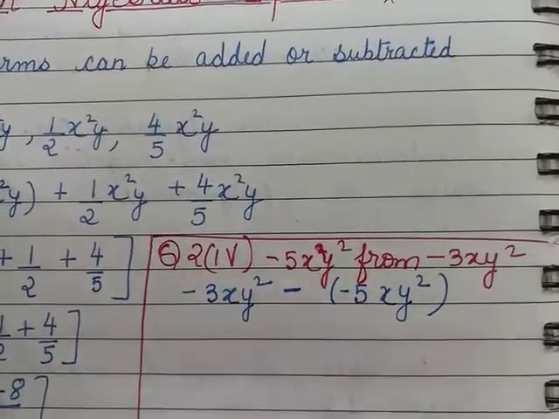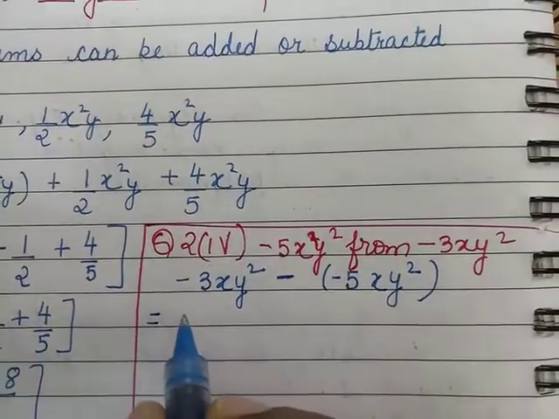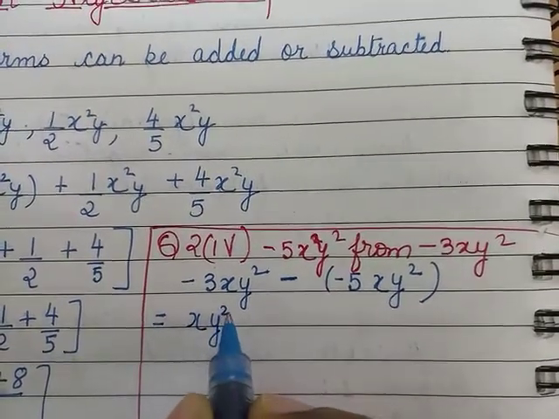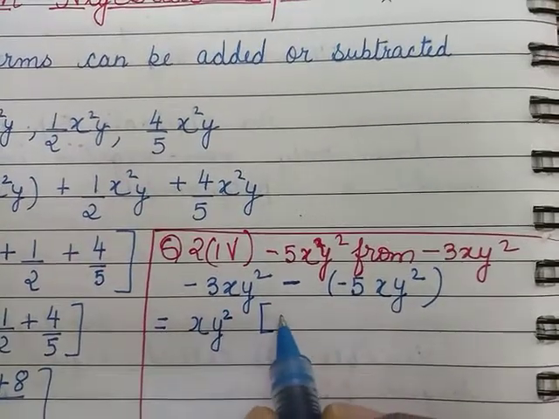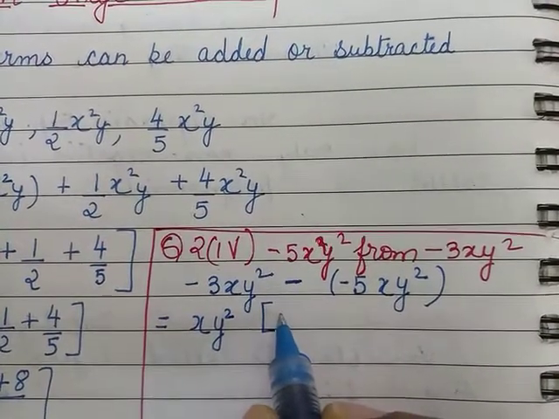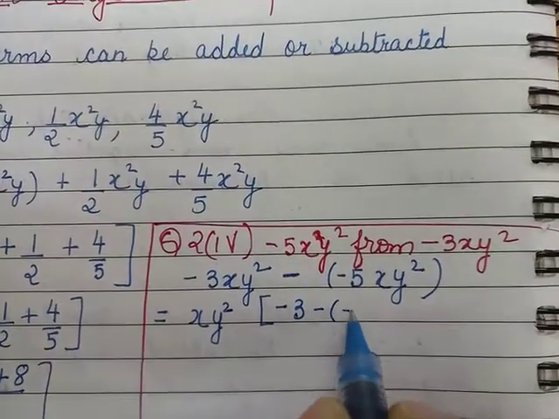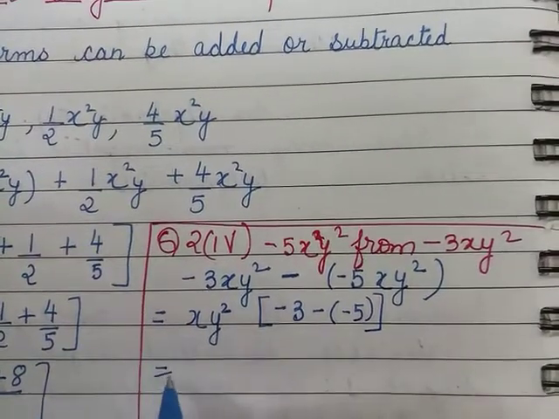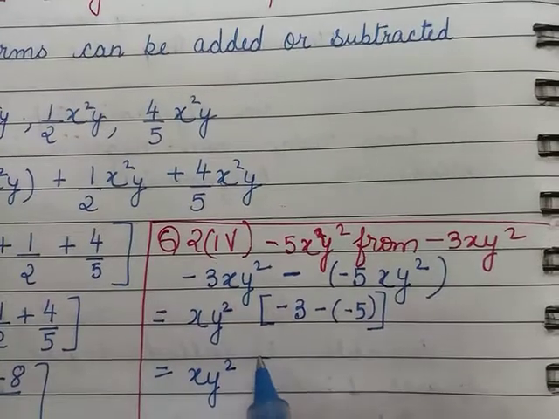As we are solving with the horizontal method, we take the common factor out. So we have xy square common. We take it out. Now whatever is left, we write that numerical coefficient inside the bracket. So we have minus 3 minus 5. Now we have xy square as it is.